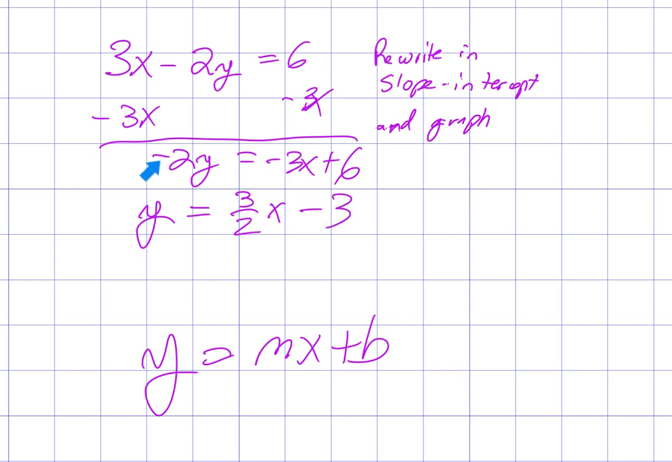Paying close attention to your negative symbols. Negative divided by negative is positive. Positive divided by negative is negative. Then we're going to graph this function. The reason why we like to do slope-intercept form is I can, straight from that equation, plot the point negative 3. 1, 2, 3, negative 3.